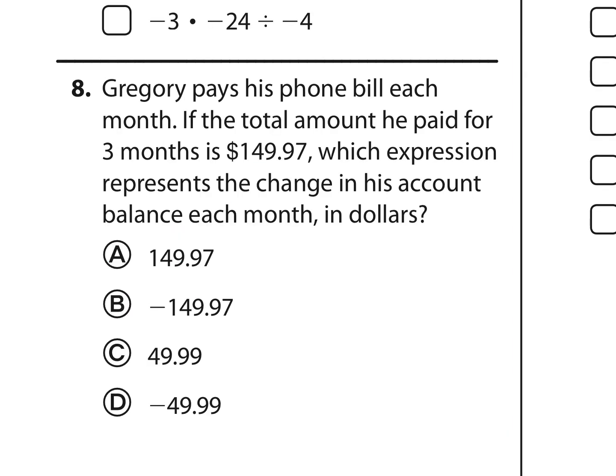Number 8, Gregory pays his phone bill each month. If the total amount he paid for 3 months is $149.97, which expression represents the change in his account balance each month in dollars? So his account balance is decreasing $149.97 over 3 months. So this is talking about the change in his balance each month. So it decreased $149.97 over 3 months. And so that's a change of negative $49.99 in 1 month. Answer choice D.